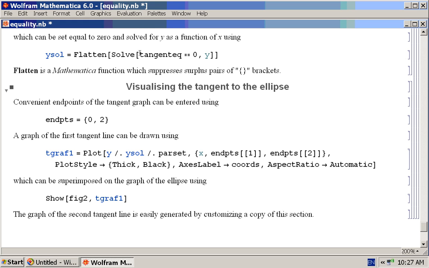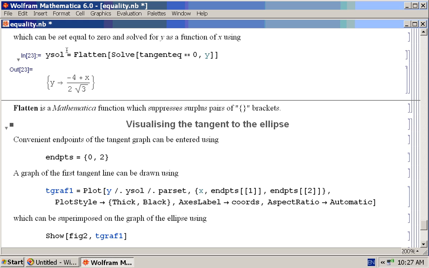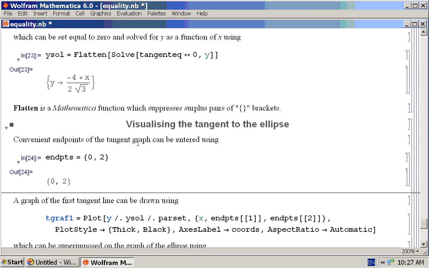So we set the tangent equation logically equal to 0, use the solve function, and try and find the value of y, and I've used this construction, the Mathematica function Flatten, which just removes excessive numbers or pairs of these kinds of brackets. And now we want to draw this line, so we choose the values of x at its endpoints. So we'll take those to be 0 and 2. We could change them, we'll see what the result is. And then we want to draw a graph of this line for the current values of the parameters and all that kind of stuff.